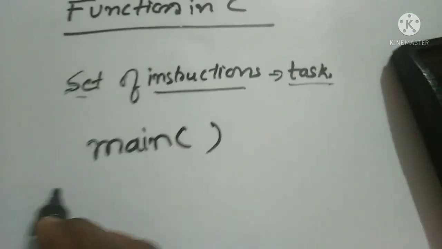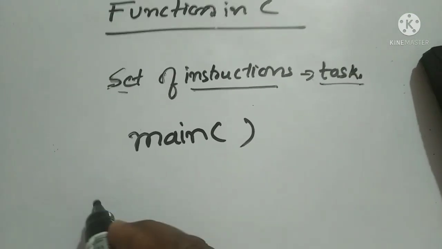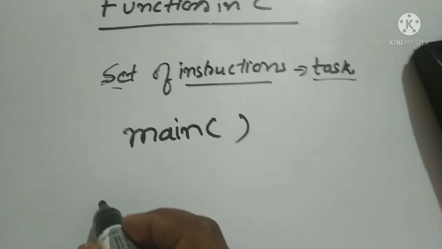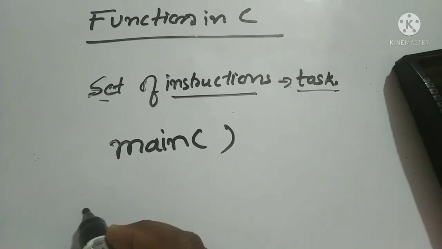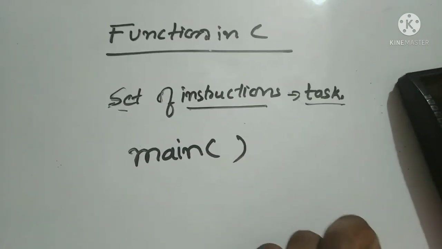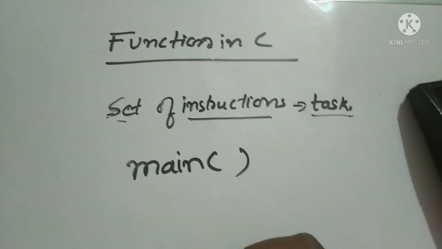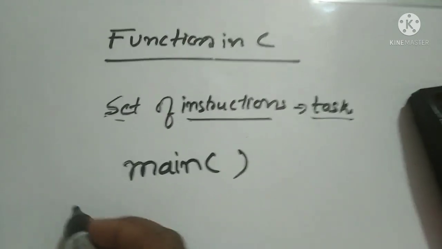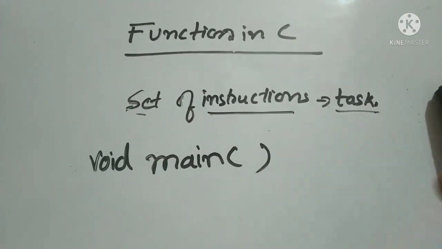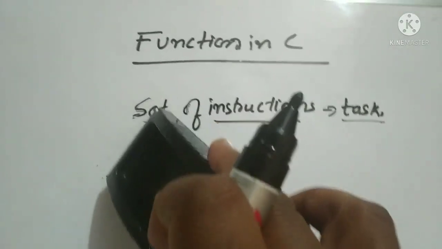So what things do we require in any function? First of all, we require a data type, or a return type. Any function should have a return type, meaning it should return some value. If it does not return any value, I have to declare it as void. For that reason, we usually declare void main, because main will not return any value.